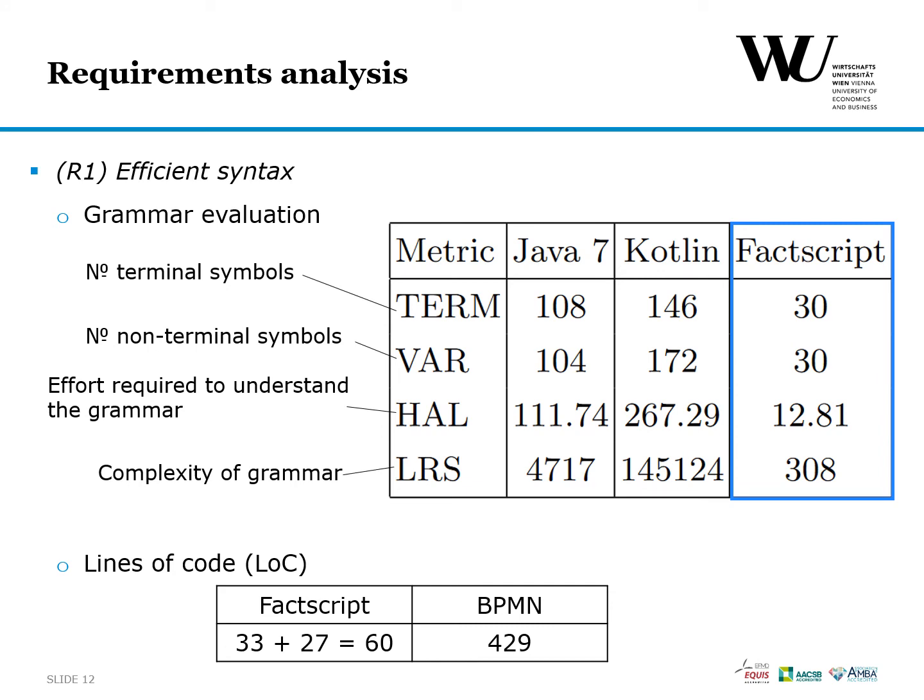We also did a lines of code comparison with BPMN. The process that we have shown took only 33 lines of code in FactScript, with an additional 27 lines for data types and variables and message types, which sums up to 60 lines of code, while the very same process would take 429 lines of code in BPMN. Although this comparison is not 200% fair because BPMN has a visual editor, it still provides the first insights.